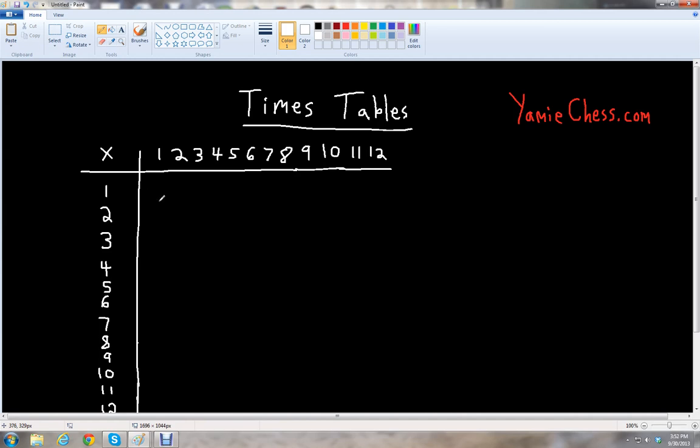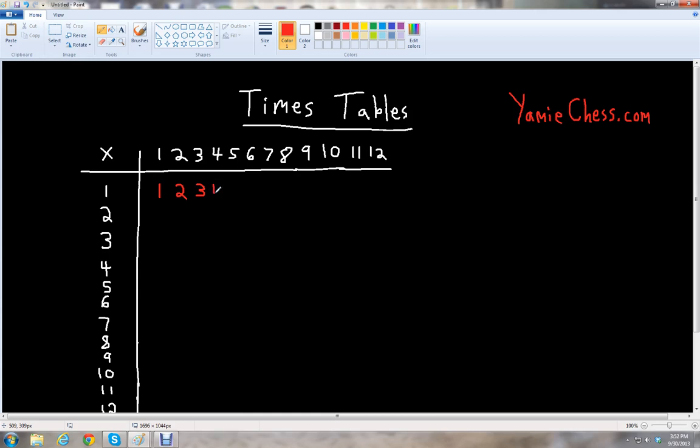So let's start with the ones tables. So we're going to do 1 times 1 is 1. 1 times 2 is 2. 1 times 3 is 3. So the rule here for the ones is that any number times 1 is itself.